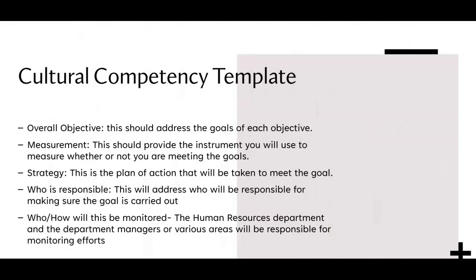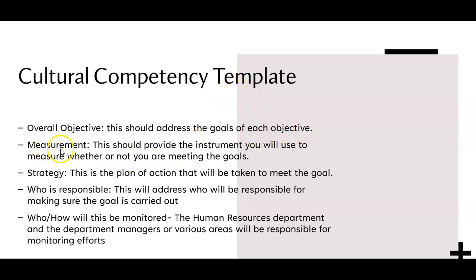And then we're going to talk about the cultural competency template, and I'm going to show you that in just a second. On that template, which is what you're going to fill out, we do have an example in your assignment instructions, and I'll show you that. The template involves having the overall objective, and this is going to address the goals of each objective that we just discussed.